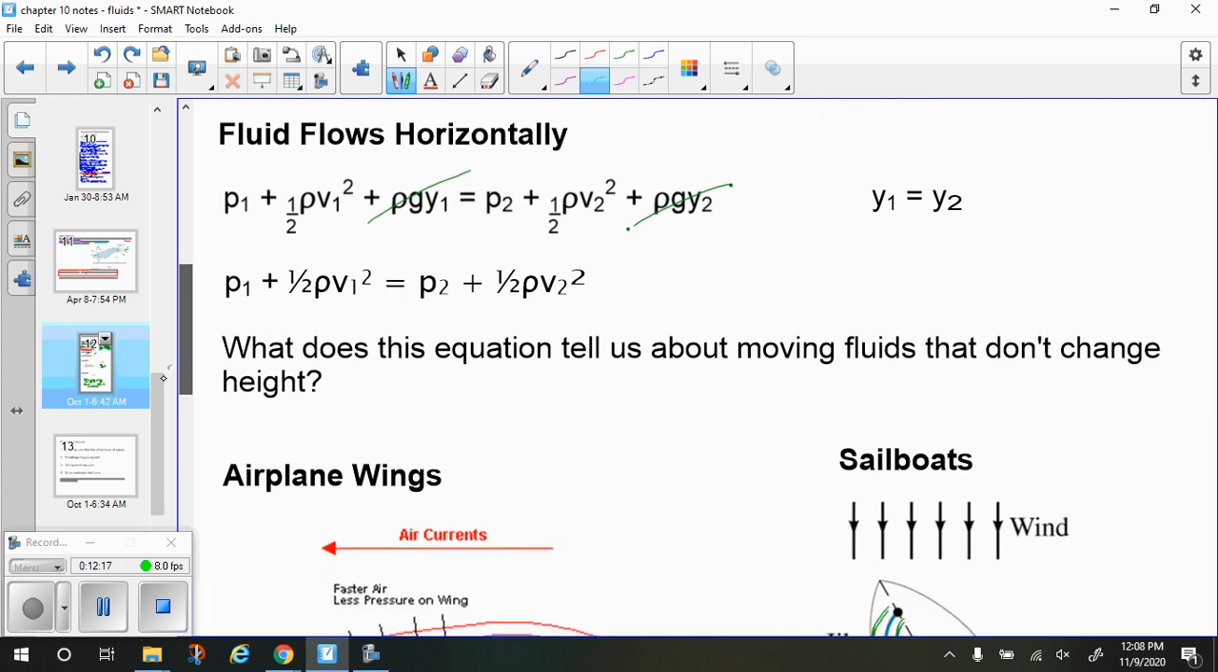Let's look at another situation. Let's say that the fluid flows horizontally. Well, if it flows horizontally, y1 and y2 equal each other. So those pieces cancel, and this is the equation that you would use.